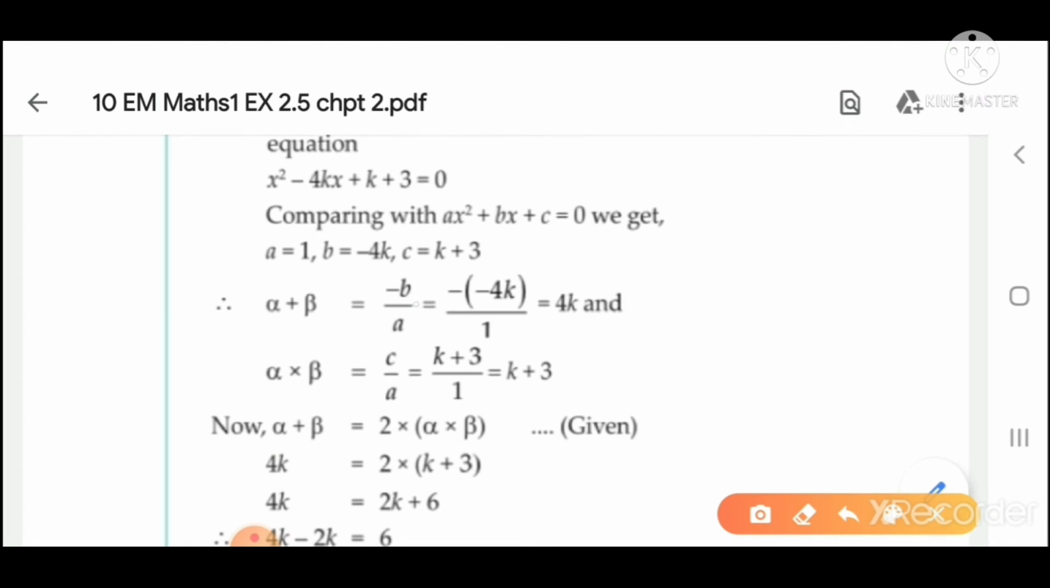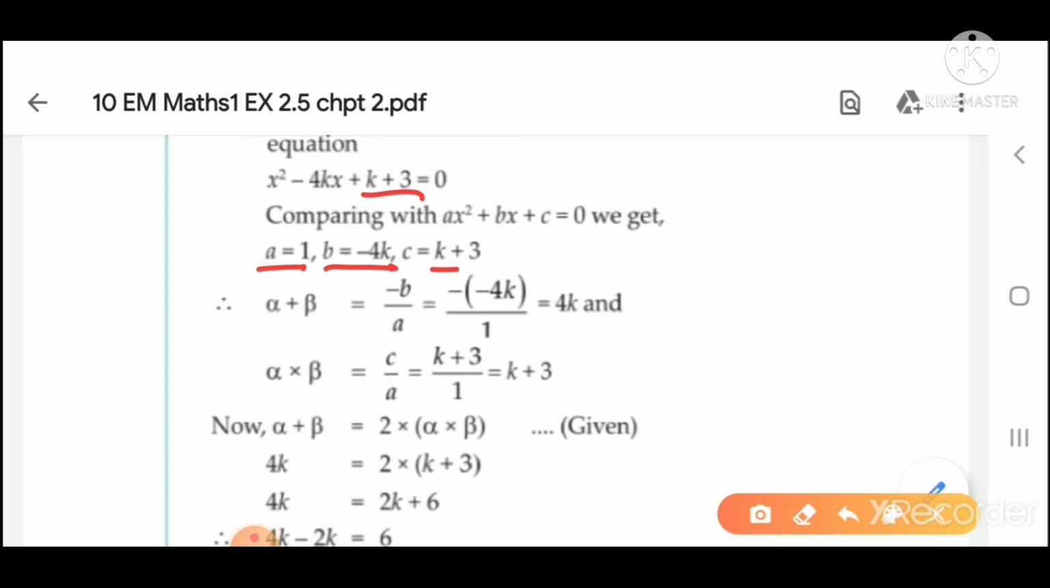The first value of a is what? 1, because the coefficient of x square is 1. What is the value of b? Is it -4 or -4k? -4k, because you are writing the coefficient of x. If you wrote only -4, it's wrong. You have to write -4k. k is also attached with 4. OK, so -4k. a is 1, b is -4k and c is what?